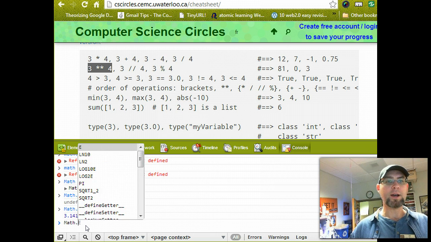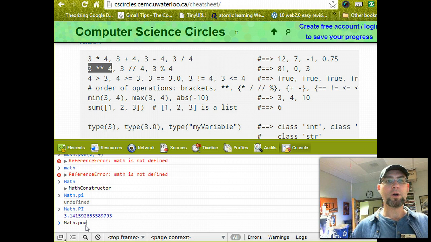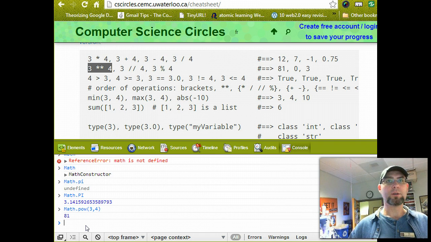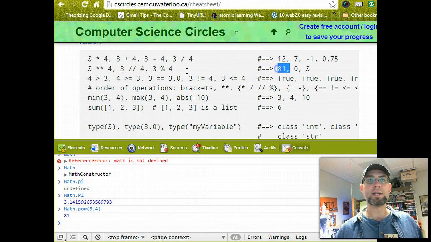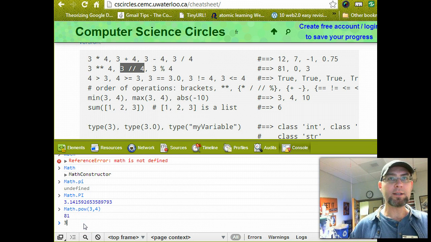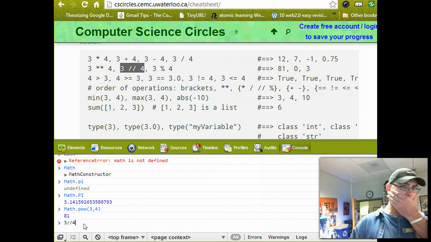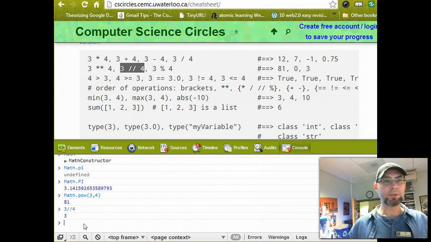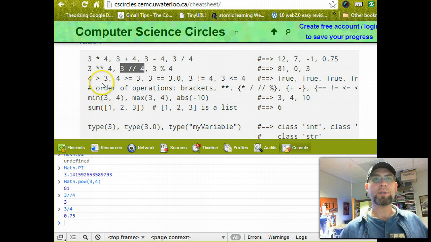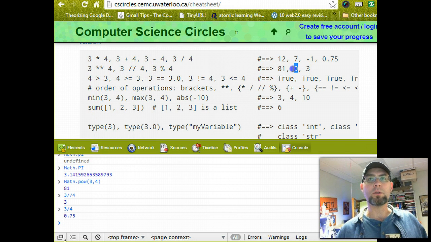Math dot pow, open parentheses, we'll do 3 comma 4, we get 81, which back to up here, sure enough, 81. Okay, what's this 3 slash slash 4? So I'll do 3 slash slash 4, gives me 3. What does that mean? Well, if I do 3 divided by 4, up here 3 slash slash 4 gives 0.